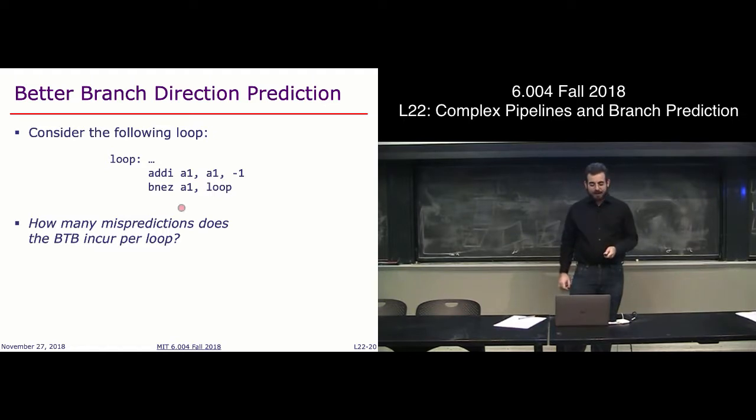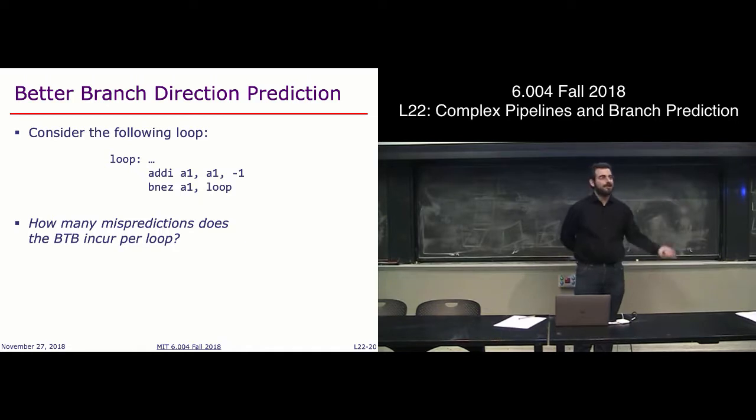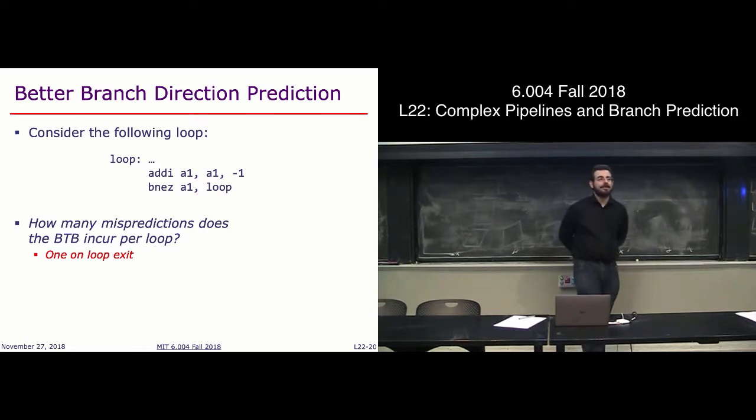But now we get to the last iteration, and so this is not taken. So in the last iteration, we mispredict because the BTB is saying, no, this branch is taken. You should keep doing one more iteration of the loop. And it turns out that we fall through. So when we exit the loop, we're going to have one misprediction.